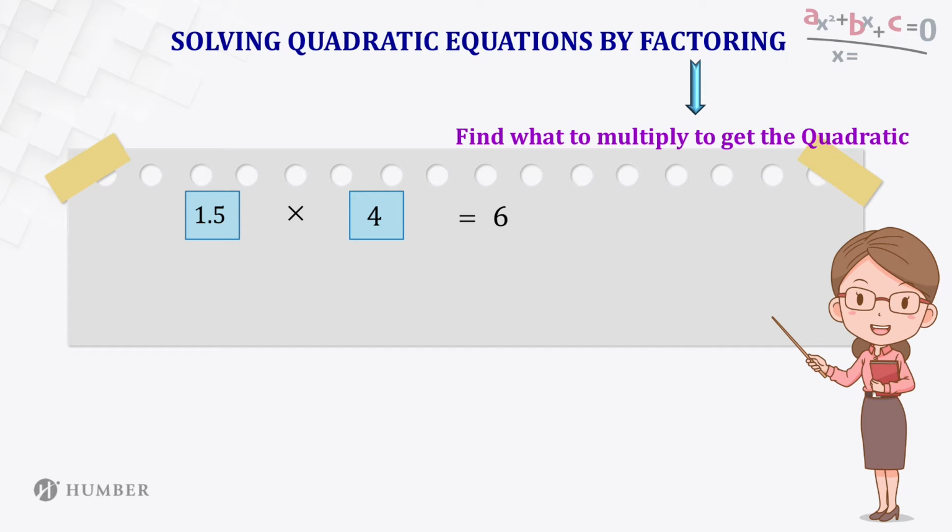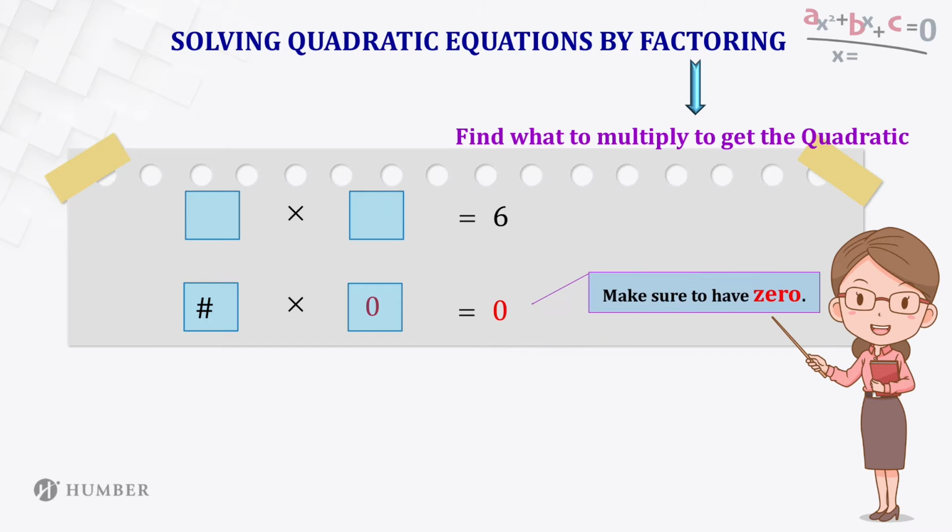However, how about having the product of 0? 0 times any number should be 0, or any number times 0 should be 0 as well. To have 0 as a product, we need to think about only two possibilities. So, setting the equation equal to 0 is important.